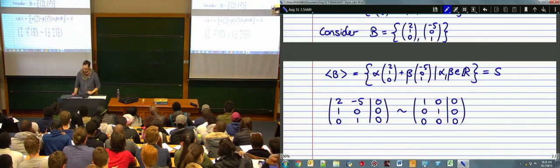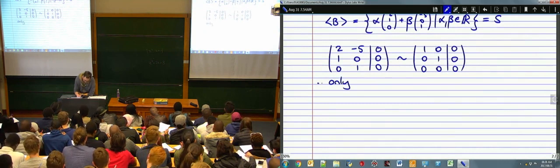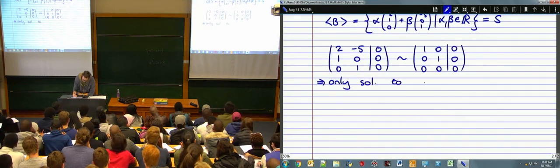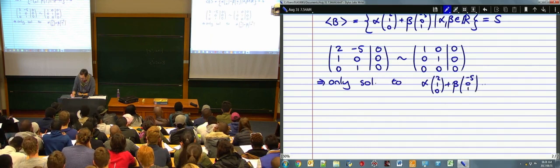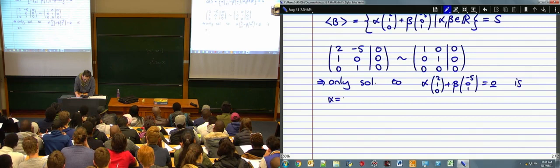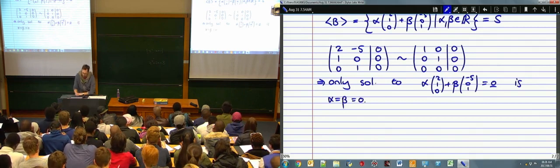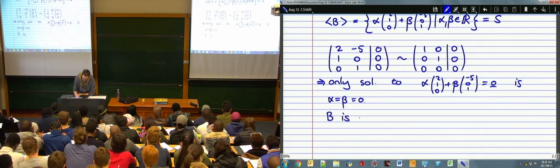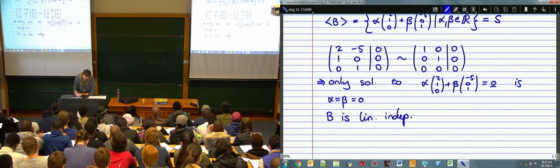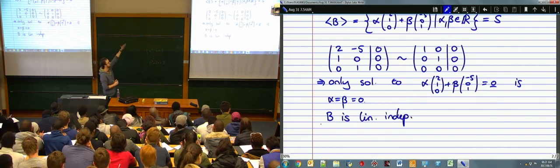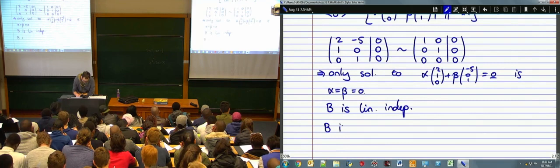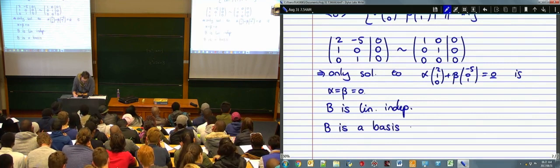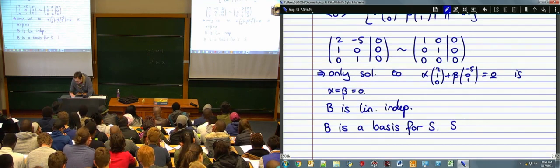So the only solution to alpha (2, 1, 0) plus beta (-5, 0, 1) equals the 0 vector is alpha equals beta equals 0. So B is linearly independent. We've got that B is linearly independent, and we've got that B generates this plane. So B is a basis for S. S has dimension 2.